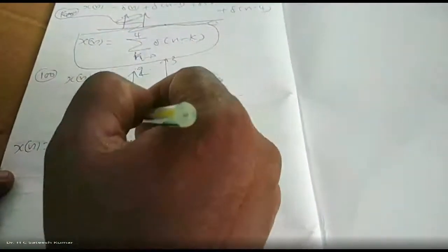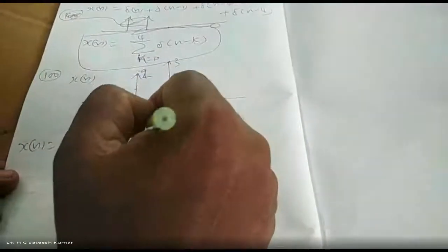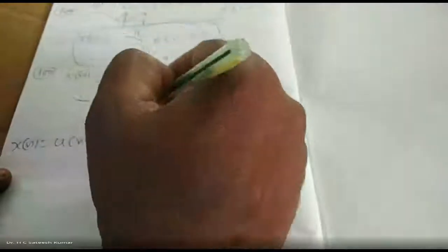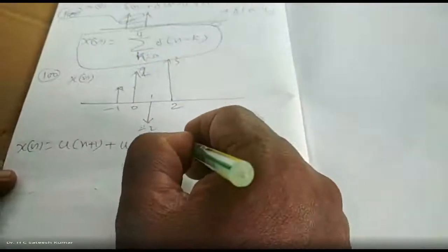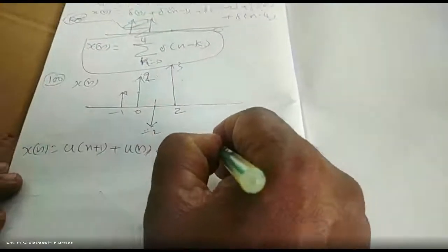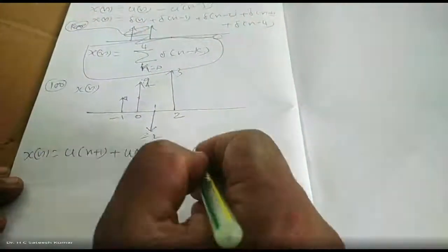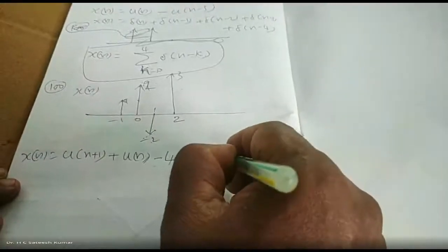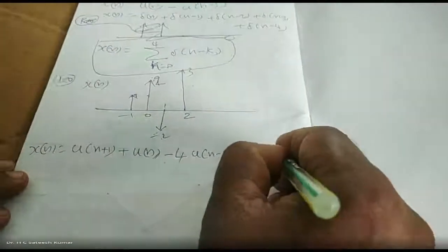Now we'll have to get -2. From 2, you'll have to fall to -2. Therefore, what should you do? -4. From 2 to -2 means -4. -4 u of, from where? 1, no? u of n minus 1. Now, the amplitude is -2. It has to go to +3. From -2 to +3 means +5. 5 u of n minus 2.